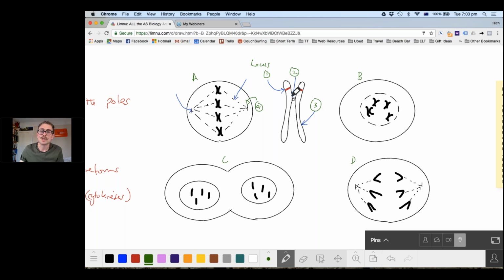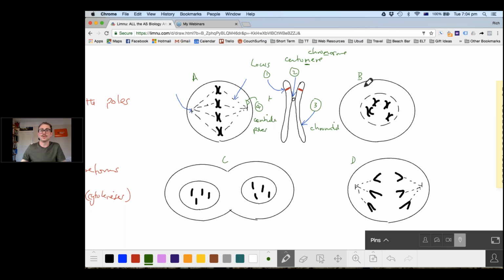Two is the bit that joins the two number threes together. That is called a centromere. To help remember this, chromosome has an M in it, so centromere is on a chromosome. Three is a sister chromatid. It's half of it. These are identical copies of one. This half is exactly the same as the other half because DNA replicates during interphase. And four is the centriole. Centrioles move to the poles. At each end, they look like T-shapes, like this.